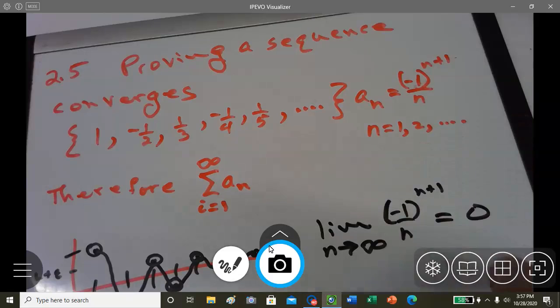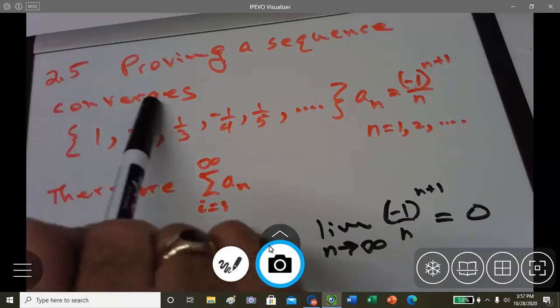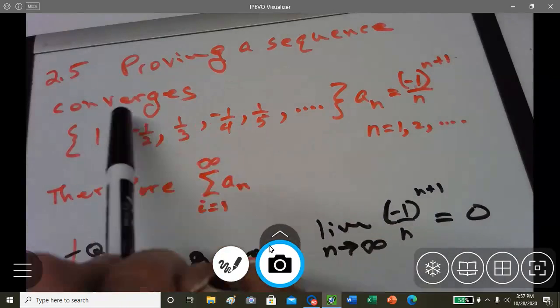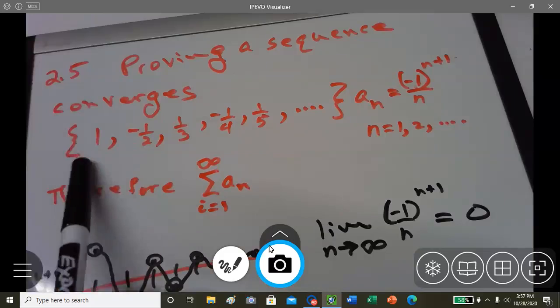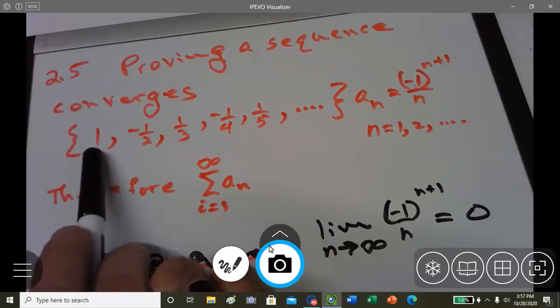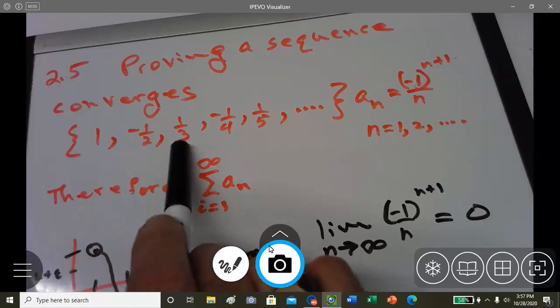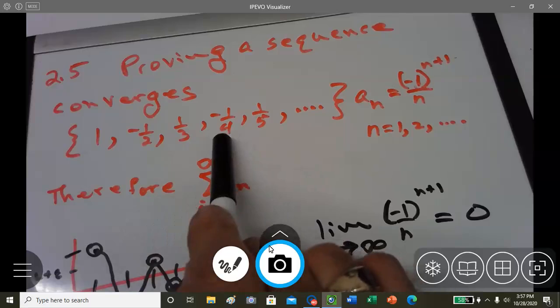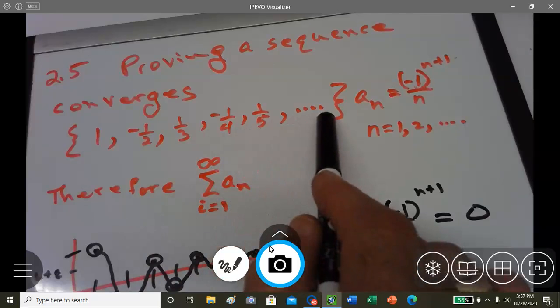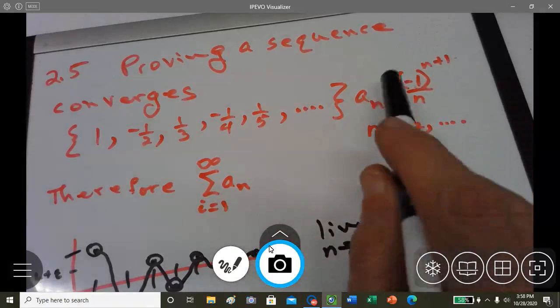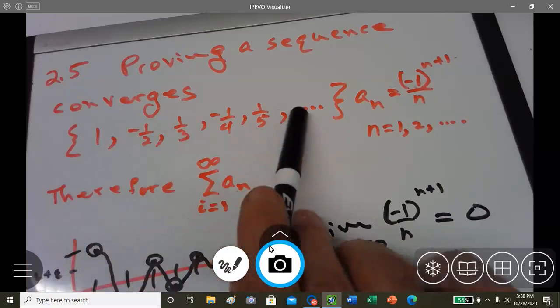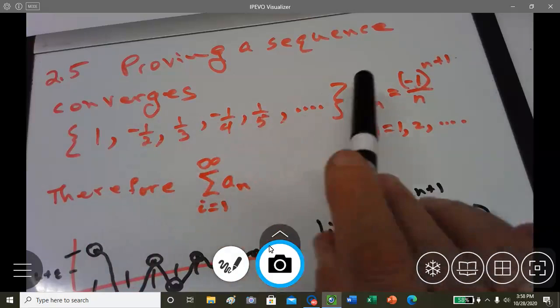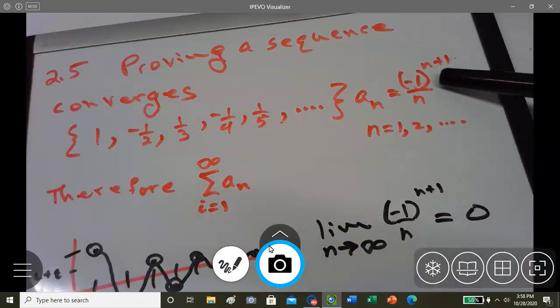Okay. This is lesson 2.5, continuing, proving a sequence converges. And here we have a sequence that starts off with 1, and then negative 1/2, and then 1/3, and then negative 1/4, and 1/5, and it goes on through forever. So notice that it's positive, negative, and the denominator keeps getting larger, the fraction keeps getting smaller. So it's converging to a point.